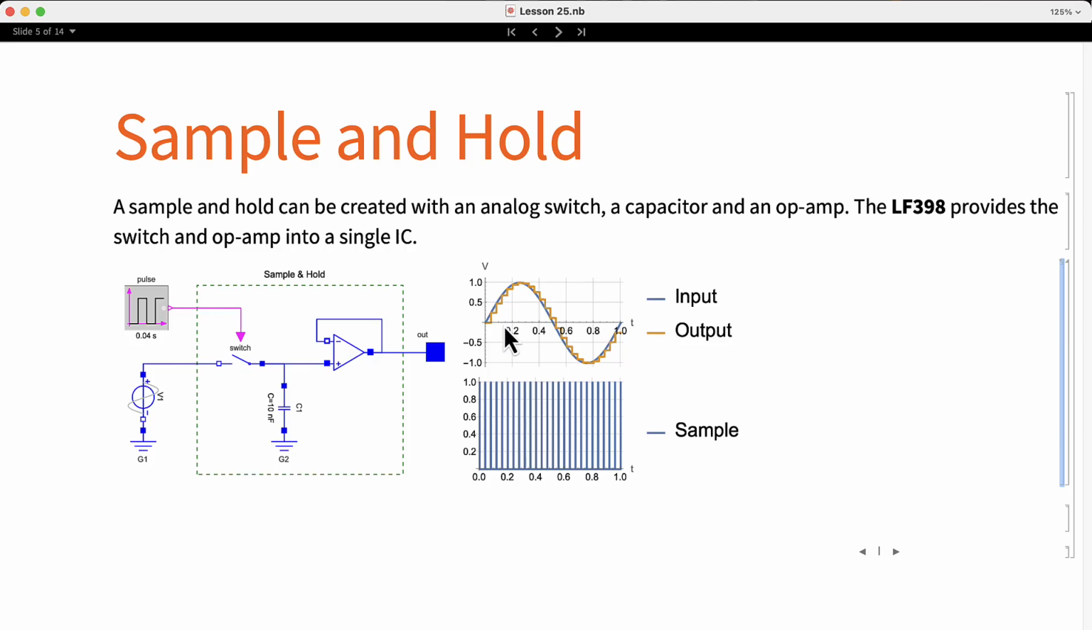There exists an integrated circuit that makes things easier for us. It is the LF398. It provides the voltage follower and the analog switch on a single integrated circuit. We just need to add the capacitor.